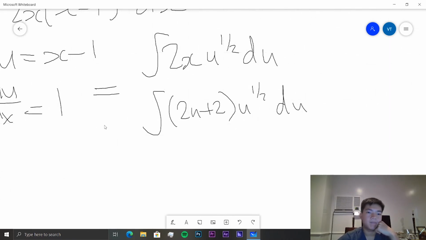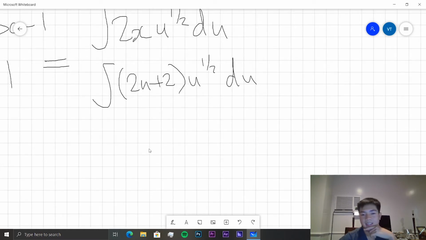I mean, I kind of don't want to do this. I want to do this without expanding it. Is there any way to do it without expanding it? And I guess not. I think we have to expand it.